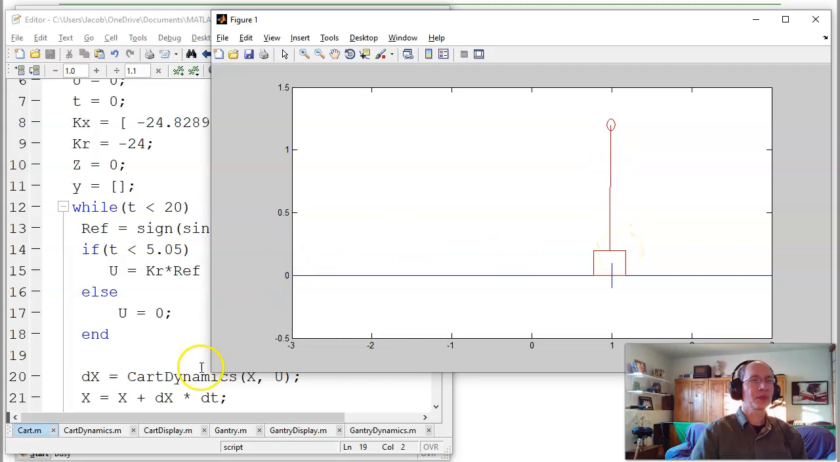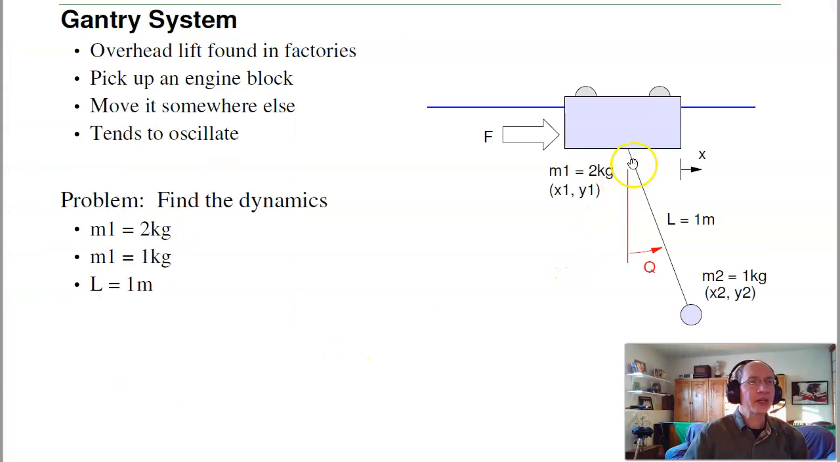Starting out, let's define the system. For the gantry system, I've got a 2 kilogram mass up on the top. That's going to go back and forth. I've got a force being applied to it. Probably there's a little motor on the wheels, pushing it and pulling it back and forth. I've got a 1 meter long stick or a rope and a mass that's 1 kilogram at the end of the rope. I'll define x to be the displacement of the cart, theta to be the angle of the pendulum.